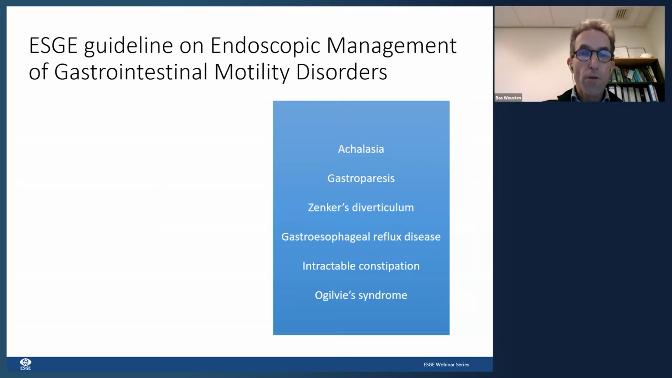I've got a few introductory slides. Three years ago, the ESGE Guideline Committee initiated a guideline on the endoscopic management of gastrointestinal motility disorders. And the working group identified 6 motility disorders in which endoscopy played or could play a role: achalasia, gastroparesis, Zenker's diverticulum, gastroesophageal reflux disease, intractable constipation, and Ogilvie syndrome.